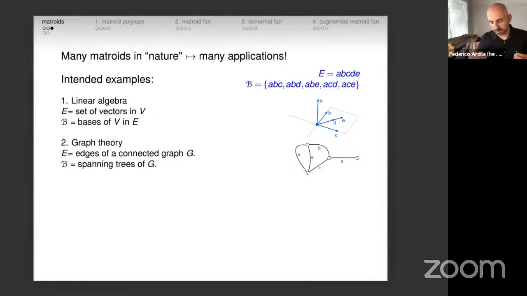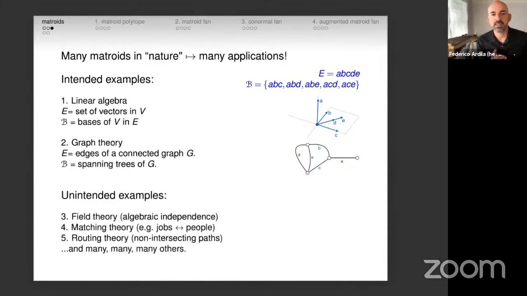But with time, it's been surprising how many different settings also have other collections that satisfy these properties. And so there's many unintended examples of matroids that have occurred later on. A first and very important one comes from field theory, when you have the notion of algebraic independence. Again, it's a fun exercise in field theory to show that transcendence bases, which are the analog for algebraic independence, also satisfy this exchange property.